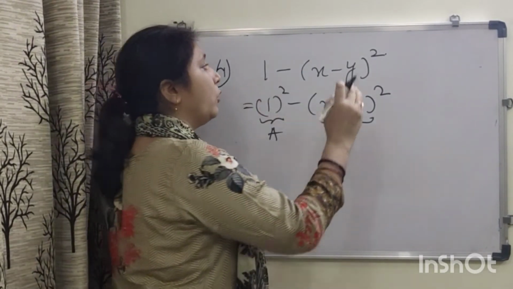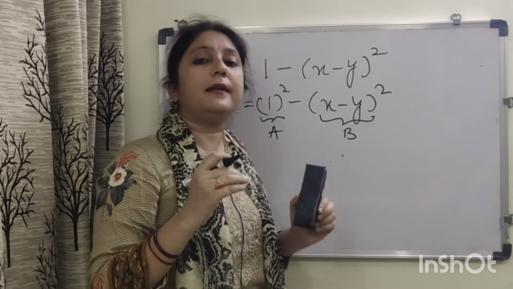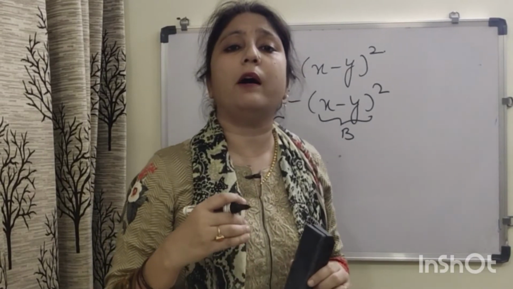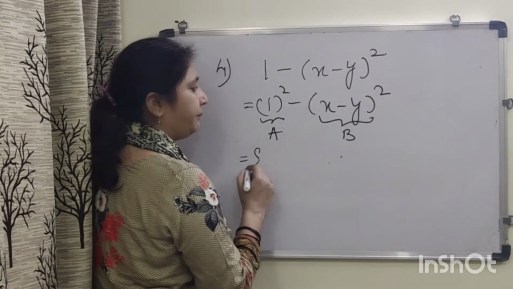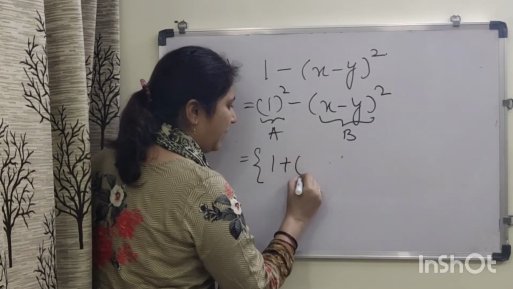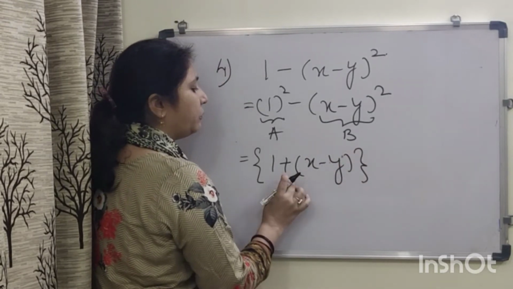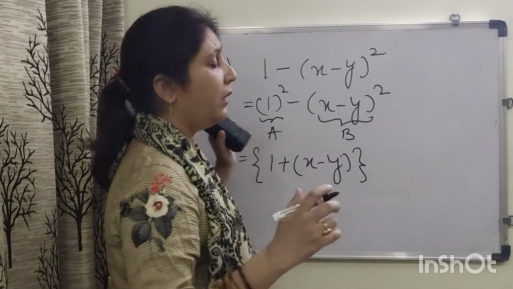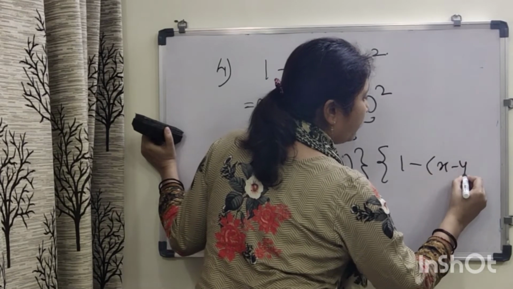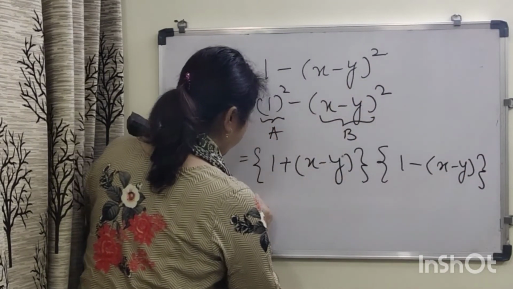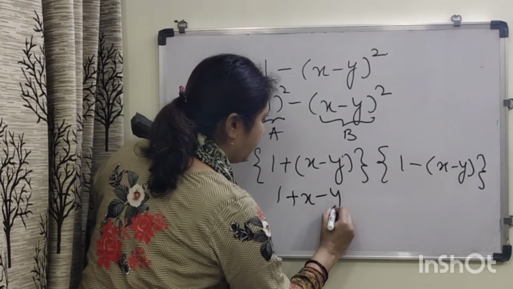But as the binomial is at the second place, while using the identity A square minus B square, you have to be very careful and you have to introduce a curly bracket. A plus B, B is your (x minus y), write in bracket. When you are writing A plus B, it is not going to affect you much. But when you are going to write A minus B, it is going to affect. How? I will show you. In the first, after solving, you will get 1 plus x minus y.